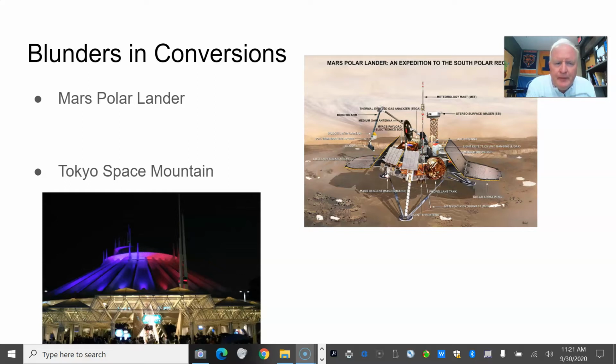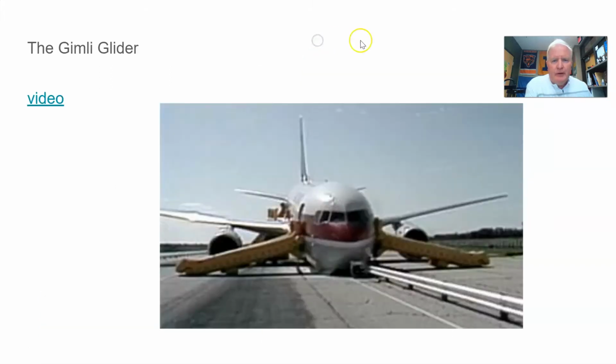And one of the more dramatic mistakes people made when trying to convert is the Gimli Glider. In the Gimli Glider, the plane was a brand new plane. They were loading it with fuel, and Canada had just decided to go to the metric system. So the pilots were used to the gallon system, and they needed to convert gallons to liters. And they had a brand new computer system as well. The pilots did their best to load the fuel in correctly.